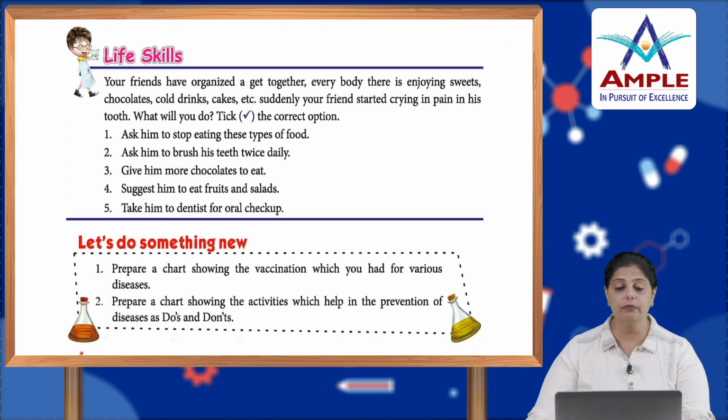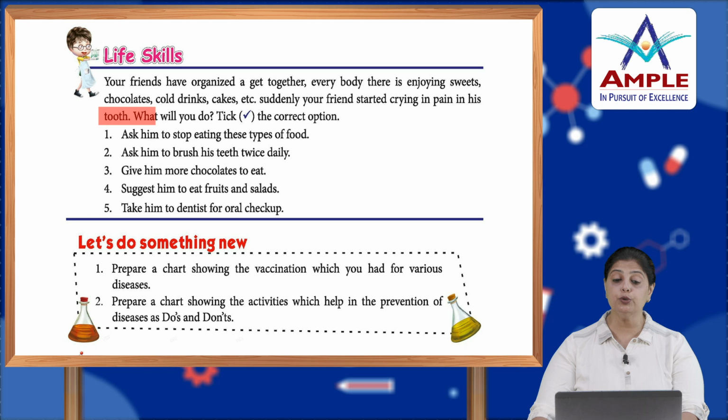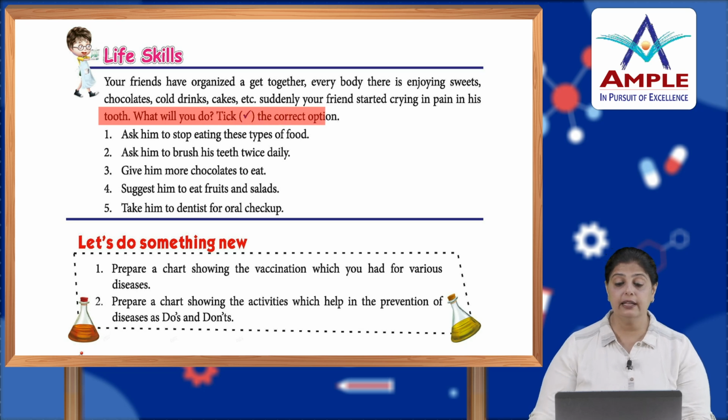Now, life skills. Your friends have organized a get together. Everybody there is enjoying sweets, chocolates, cold drinks, cakes, etc. Suddenly, your friend starts crying in pain in his tooth. What will you do? Take the correct option.